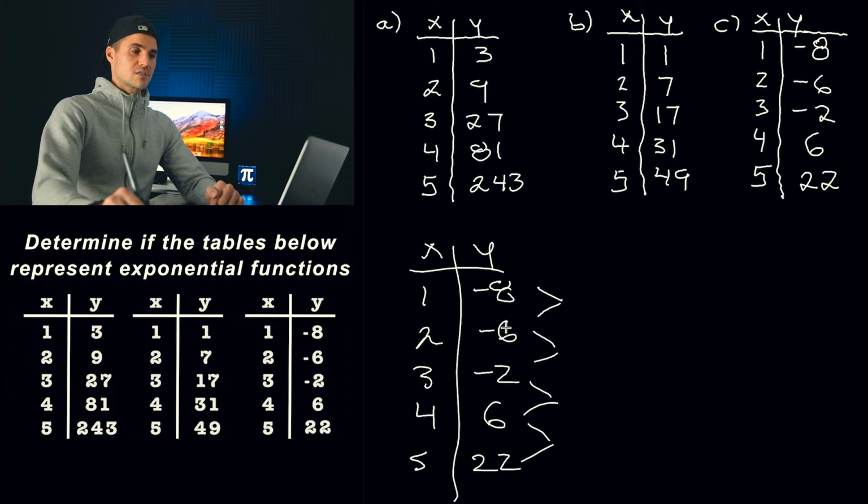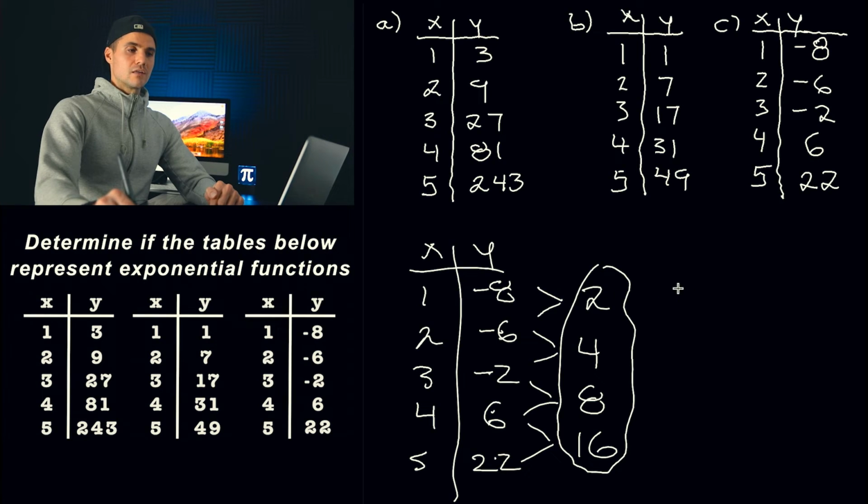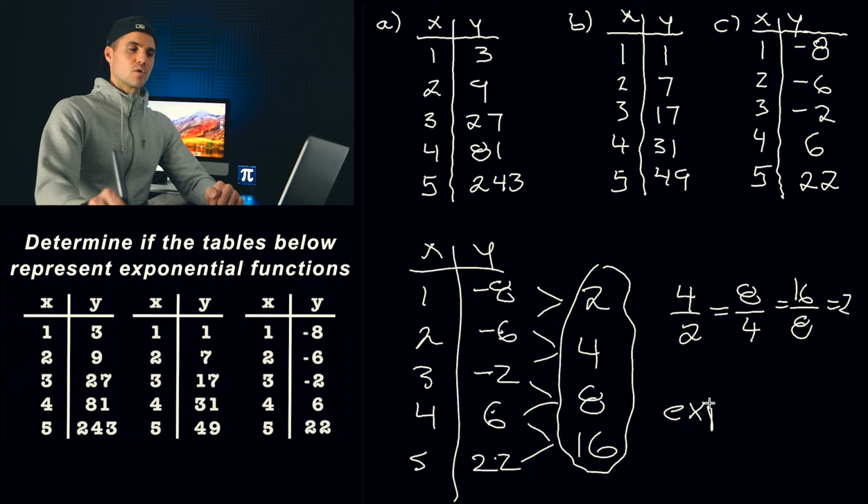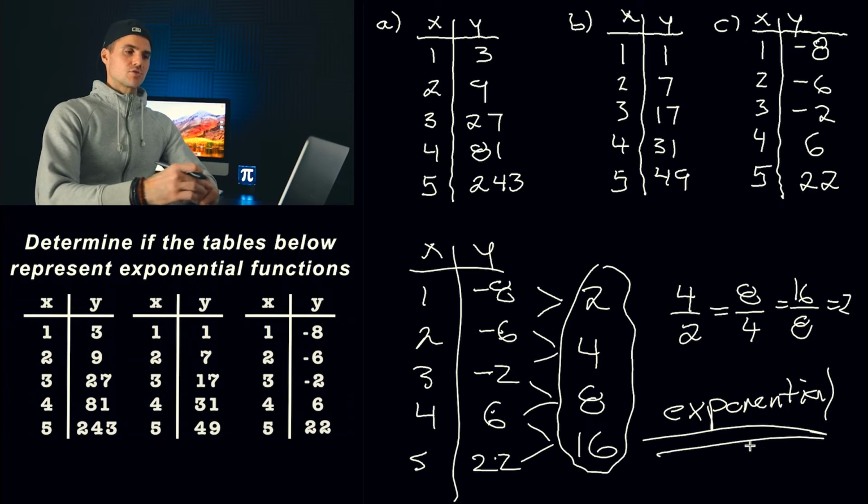We got to find the first differences. Negative 6 minus negative 8 is 2. Be careful with your signs here. Negative 2 minus negative 6 is 4. 6 minus negative 2 is 8. 22 minus 6, that would give us 16. And notice the first differences here actually have a common ratio of 2. And because the first differences have a common ratio, we know that this is going to be an exponential function.